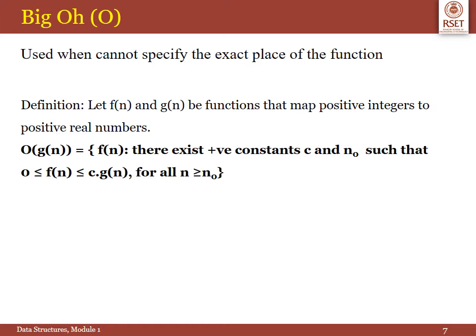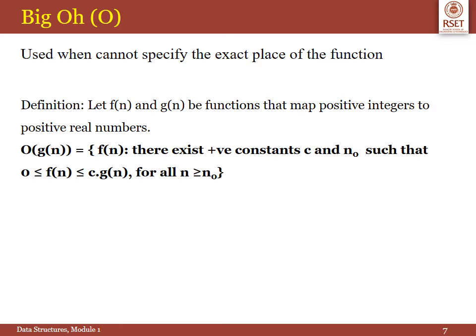On summarizing, we found that big O represents the upper bound of a function, and it is used when we cannot specify the exact order of a function. Now we can define big O of a function: f of n can be written as big O of g of n provided there exist positive constants c and n0 such that 0 lesser than or equal to f of n lesser than or equal to c into g of n for all n greater than or equal to n0. Now in the next slide we will see how you can calculate the big omega value or lower bound of a function.